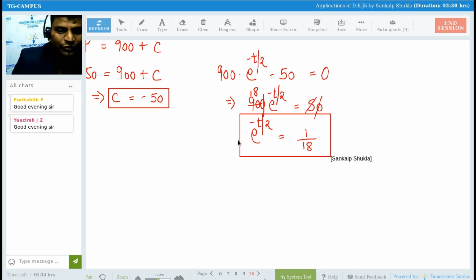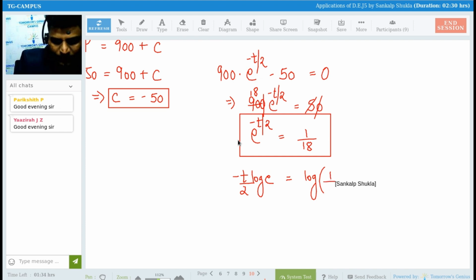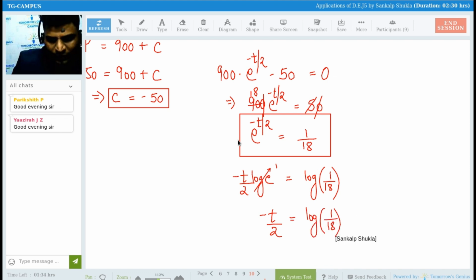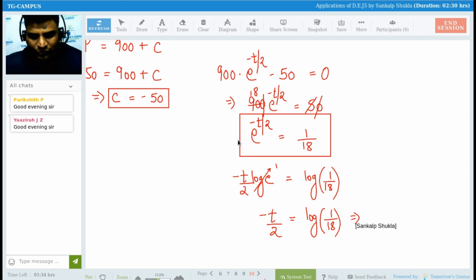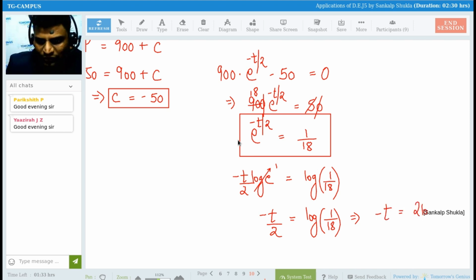How to find t? So you have to take the log. So minus t by 2 log e will be log 1 by 18. Log e is 1. So minus t by 2 is equal to log 1 by 18. Now just beautify it. So minus t will be 2 times log 1 by 18. It can be written as 2 times log 18, so 2 log 18 will be t.